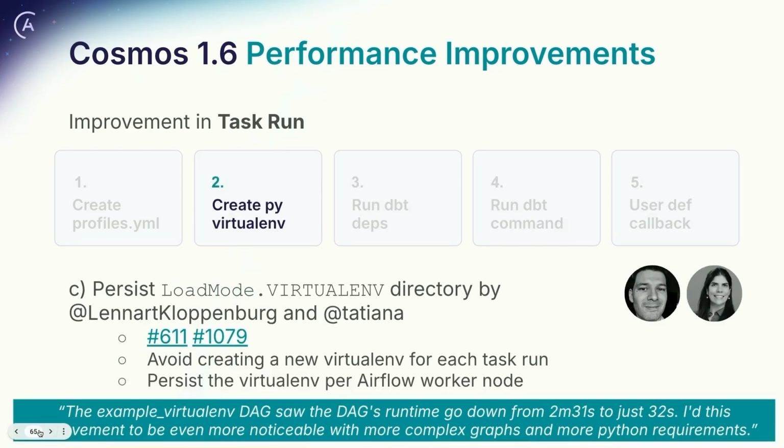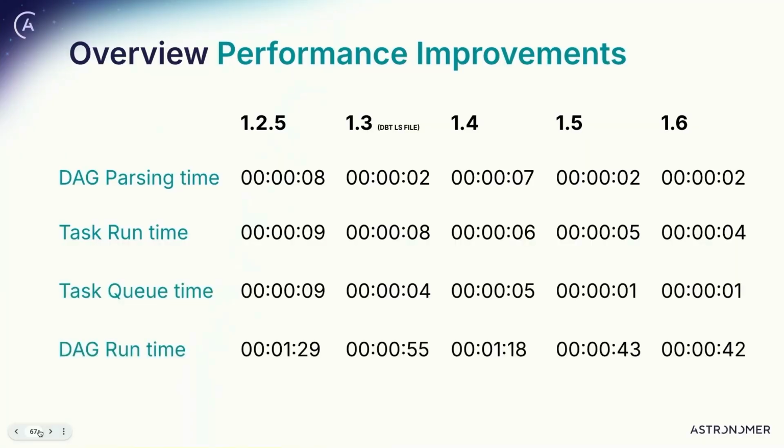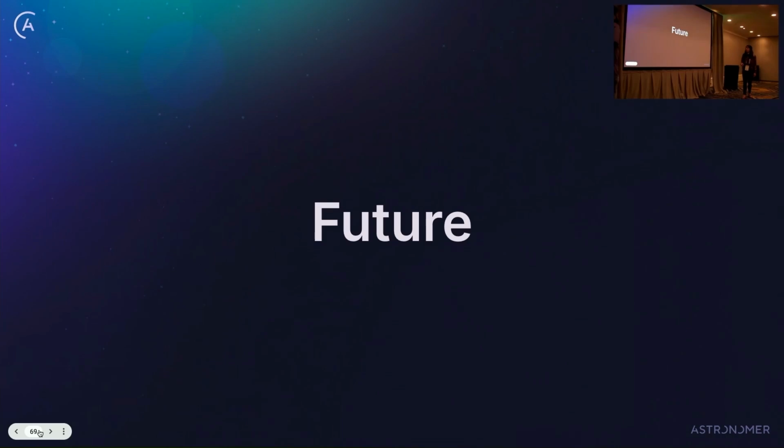Another improvement that came with Cosmos 1.6 was the possibility of remaining with the virtual env that Cosmos creates. So people can reuse the same directory across task runs, so you don't have to create one. This affects task run. So overall, these are the numbers. These were some of the improvements. Along the last 8 months, we had many improvements. We reduced the original DAG runtime by at least 25%. And more than 8 developers contributed to this work.